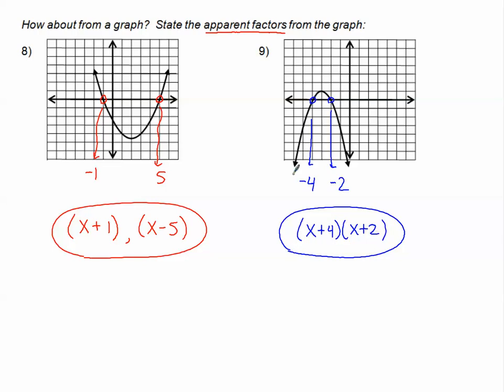If we wanted to write the equation, we'd have to go and find what a is. Clearly a is a negative in this one, and this one, it looks like a is probably a positive 1/2. But we're not writing equations, we're just finding the factors given the roots in our graph.